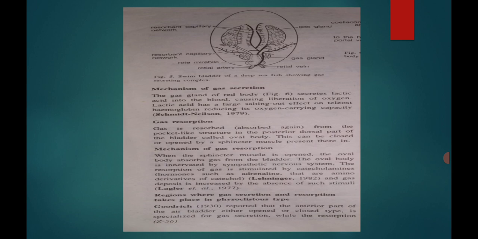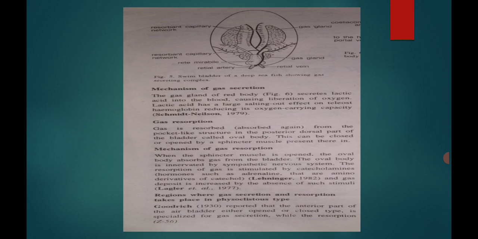Now this is the diagram of the swim bladder of a deep sea fish, showing the gas secreting complex. Here this is the diagram showing the gas secretion. Now the mechanism of gas secretion: the gas gland of the red body secretes lactic acid into the blood, which causes the liberation of oxygen. The lactic acid has a large salting out effect on the teleost hemoglobin, reducing its oxygen carrying capacity.